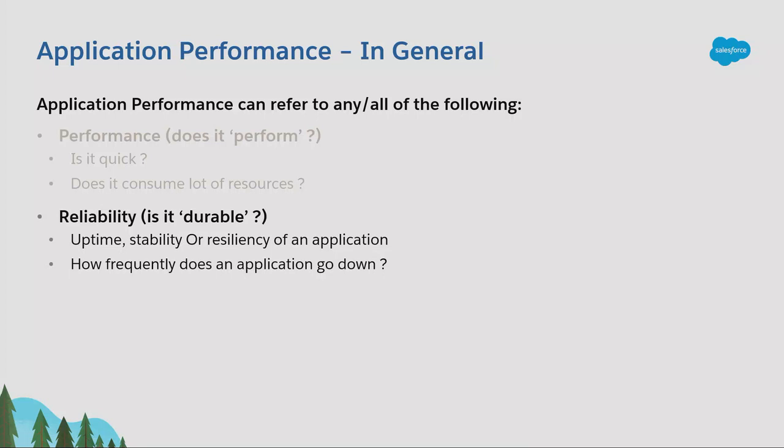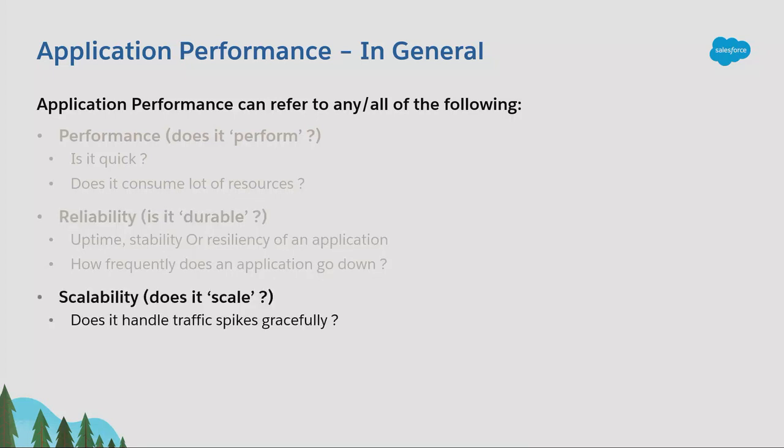When we talk about reliability, we say, is it durable? What is the uptime of the application? Does it go down? We talk about reliability in terms of the uptime percentage, like 5 nines, which means 99.999% uptime, is an example of the way you describe the uptime of an application.